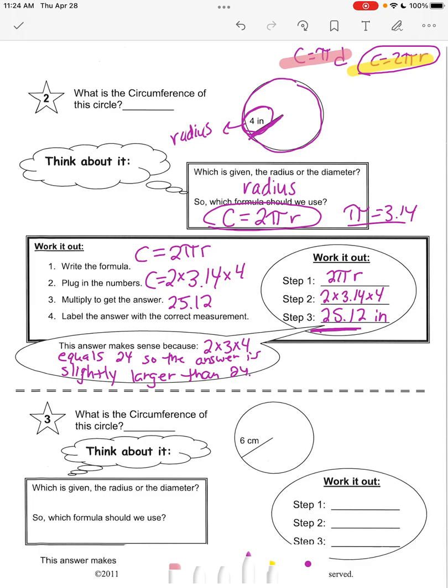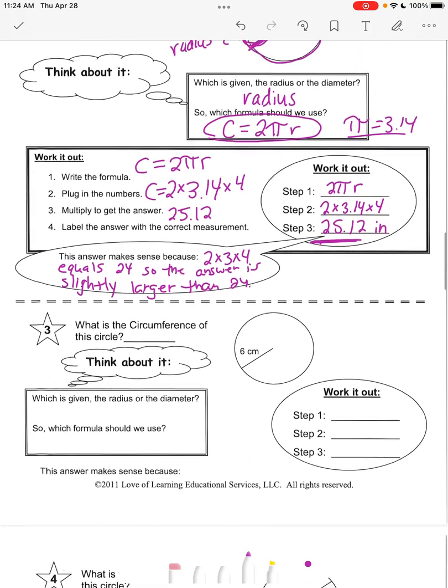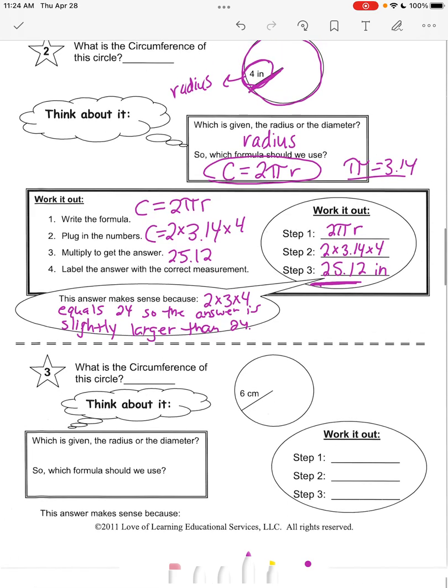Again, if you need to, pause the video and write down the information that you need. Okay, looking at example 3, what is the circumference of the circle? We're looking over here at this circle with a measurement of 6 centimeters. Which are we given, the radius or the diameter? You are given the radius because it is halfway across.